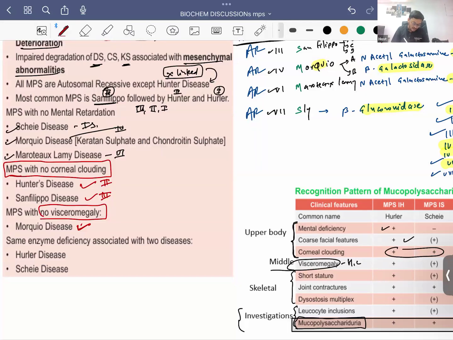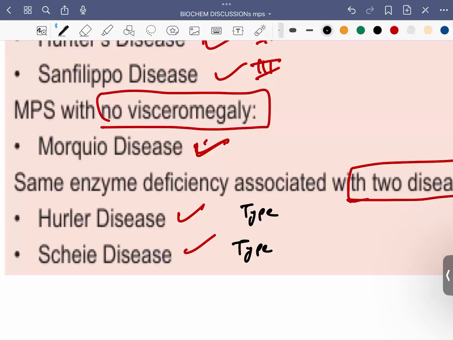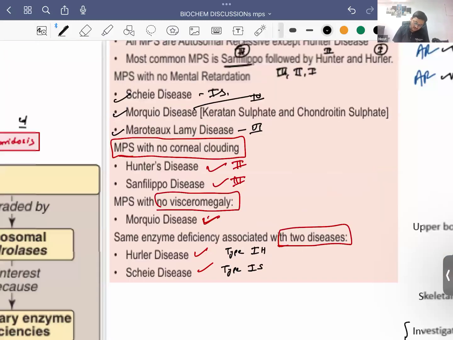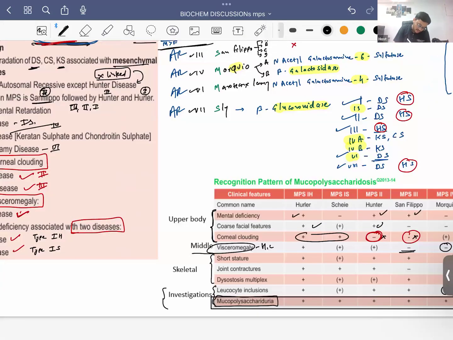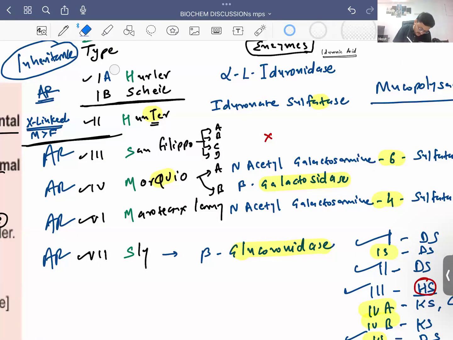The same enzyme deficiency is associated with two diseases, Hurler disease and Scheie disease. Which type are they? Hurler disease is type 1 and Scheie disease is type 1, so both are there. It is called type 1H and type 1S. I have written it as A and B, but let's just keep it as type 1H and type 1S.